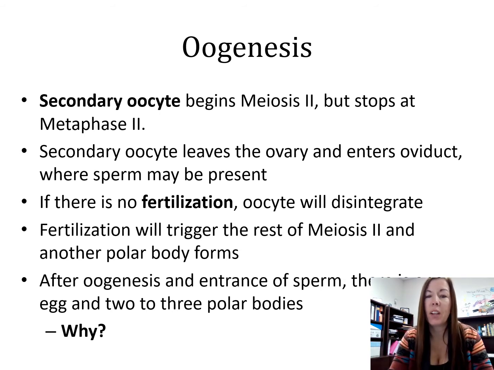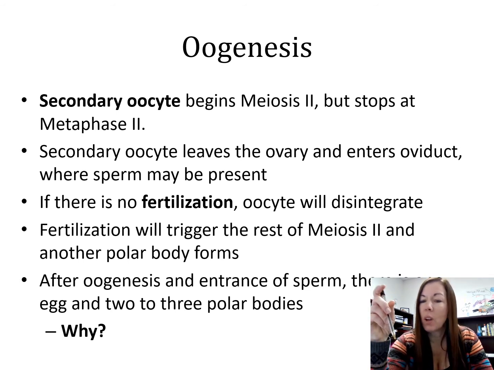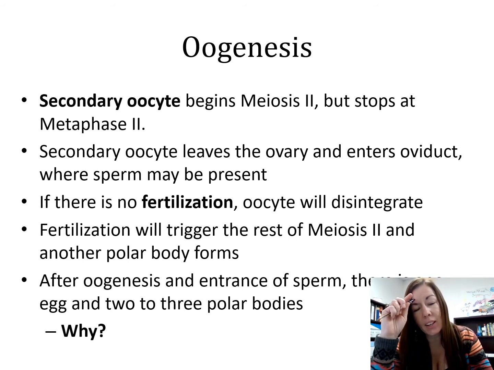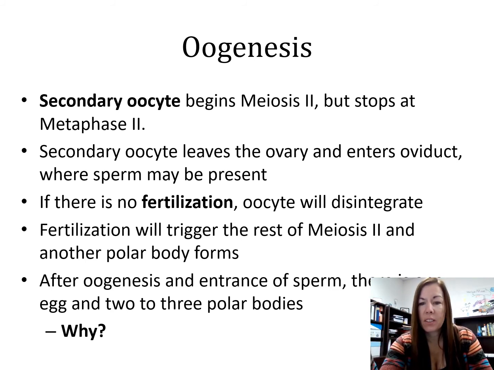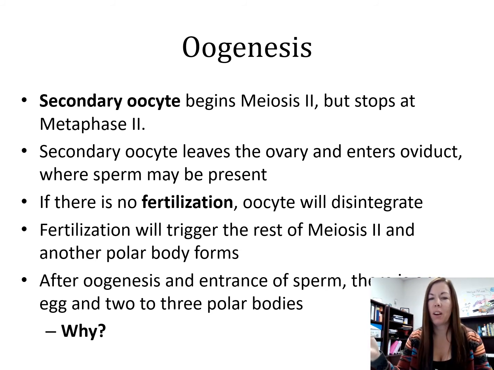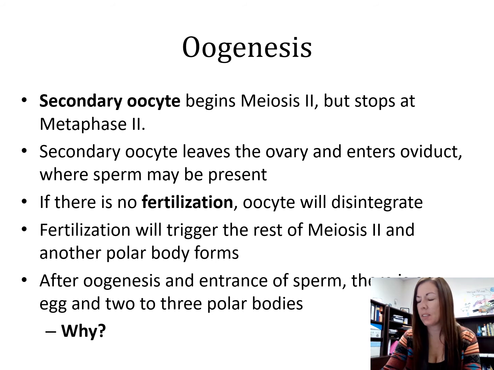It bursts out of the ovary, but remember, it stopped at meiosis 2, so you don't have a fully formed oocyte yet. That secondary oocyte bursts from the ovary, enters the oviduct, and checks around. Any sperm waiting? No? Yes? So if sperm is present, so remember your oocyte is stuck at metaphase 2 during meiosis 2, then that sperm will actually trigger the rest of meiosis 2 to happen, and another polar body forms.